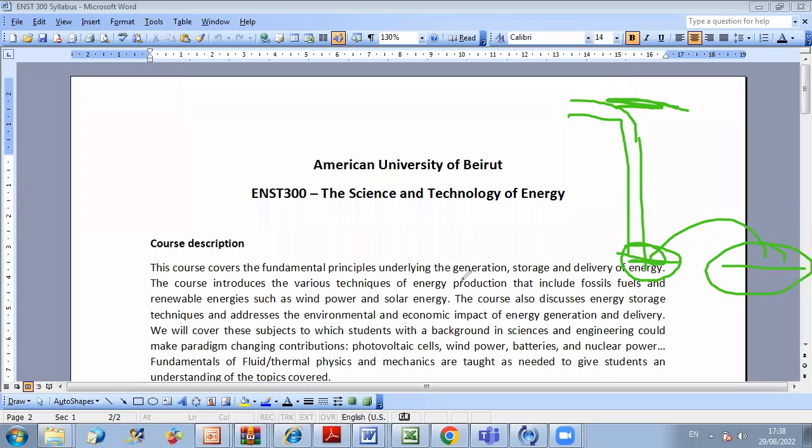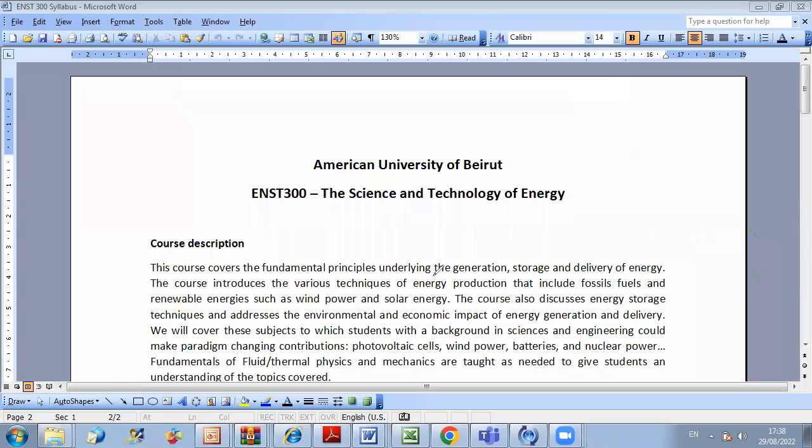What is also important is not only the energy generation, but also how we can store it, because sometimes we have excess energy and we will need it later. So it's important, when we have excess energy, to know how to store it and use it when we need it. So we will also introduce the techniques that can be used to store energy.